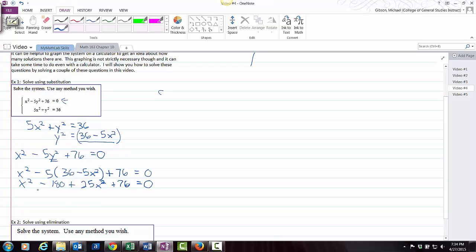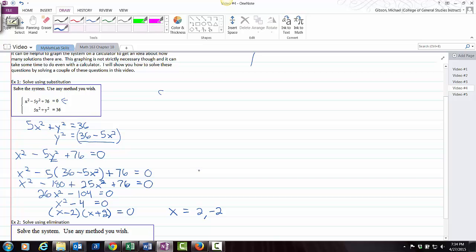All right, well, we're going to collect like terms here, right? X squared plus 25x squared is 26x squared. Minus 180 plus 76 is going to be minus 104 equals 0. Okay, as it turns out, if we divide through by 26, we're going to get x squared minus 4 equals 0. Hopefully you recognize that. X minus 2, x plus 2 equals 0. So we got 2 answers for x, 2 and minus 2, right?